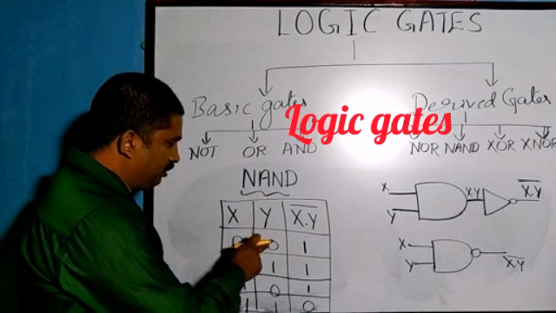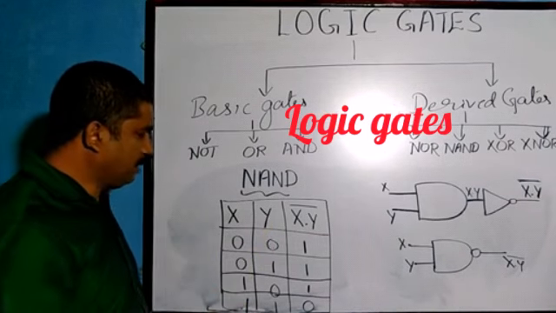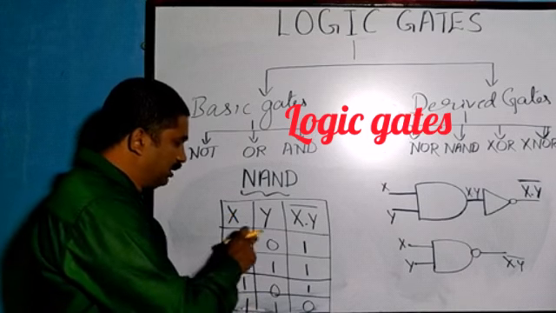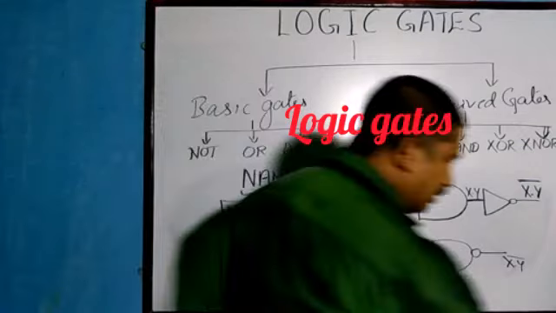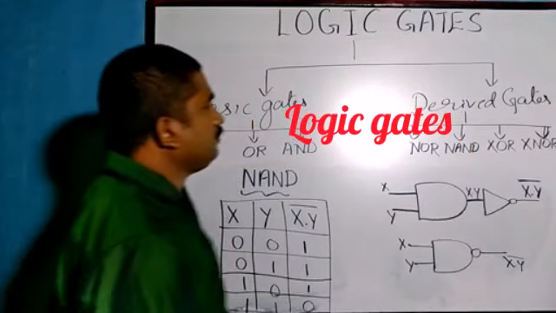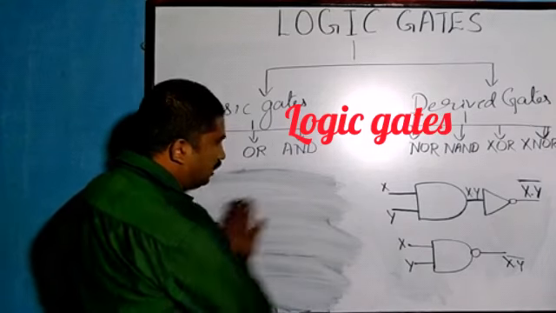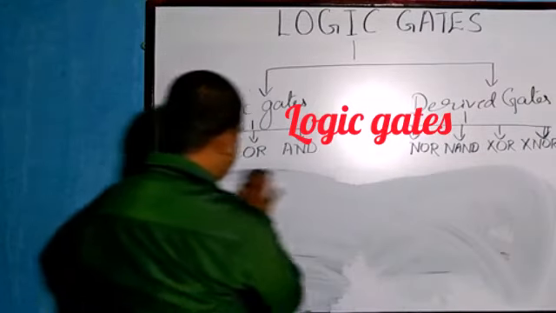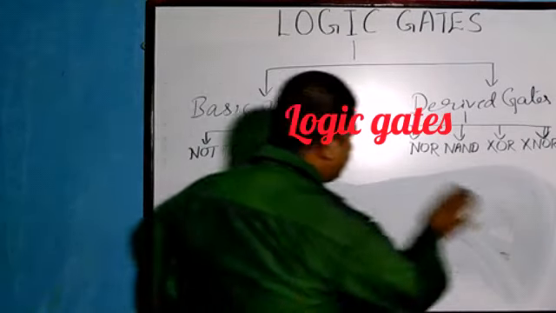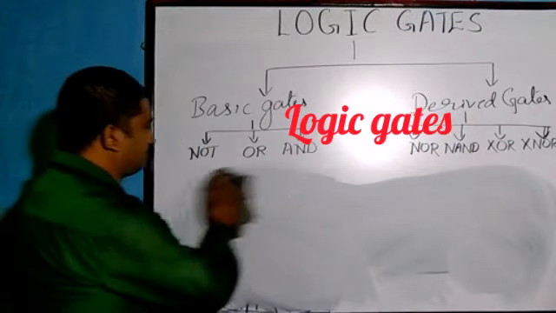Okay. So this is false. This is false. You will get output true. Okay. Or you can say like this. Low signal, low signal, you will get high signal. Okay. Next, let us study the XOR gate. XOR gate. It is nothing but exclusive OR gate. XOR gate is nothing but exclusive OR gate.